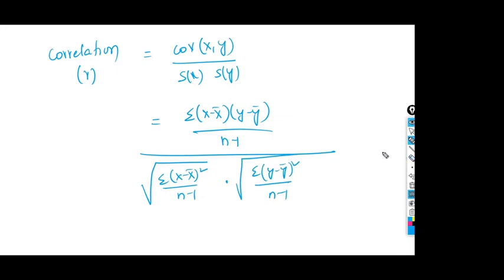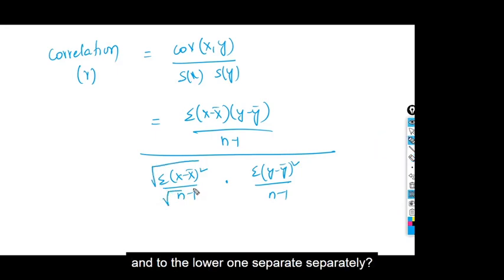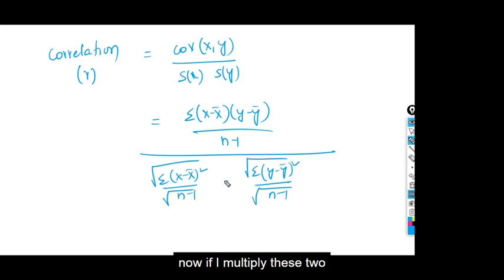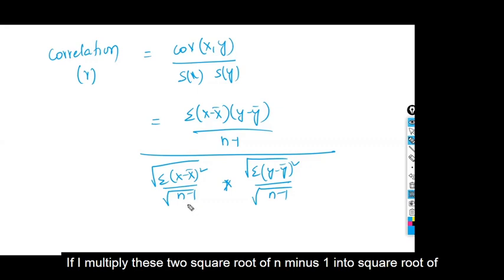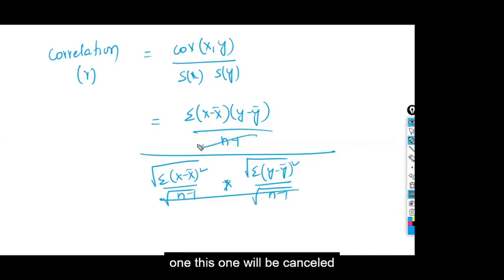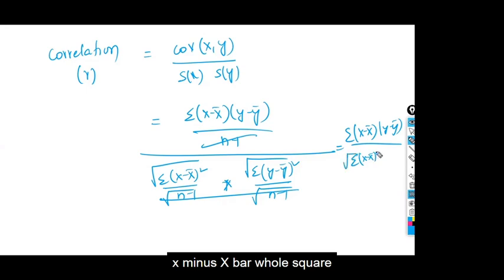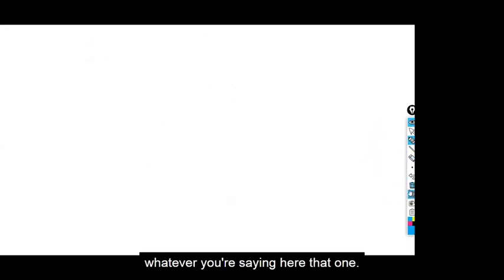Now, without writing, please observe this one. Whatever you have here, the square root, can I write the square root to the upper one and to the lower one separately? Now, if I multiply these two, square root of n minus 1 into square root of n minus 1 is nothing but n minus 1, and this one will be cancelled. And now the formula is sigma of x minus x bar into y minus y bar divided by square root of sigma of x minus x bar whole square into square root of sigma of y minus y bar whole square.